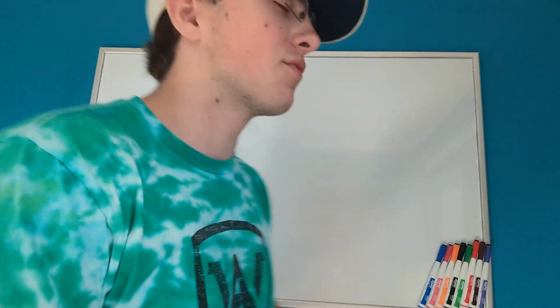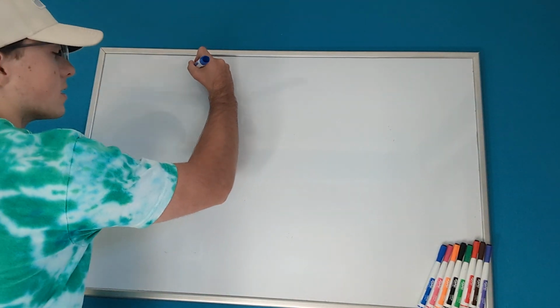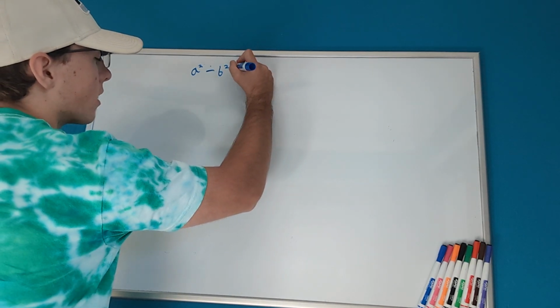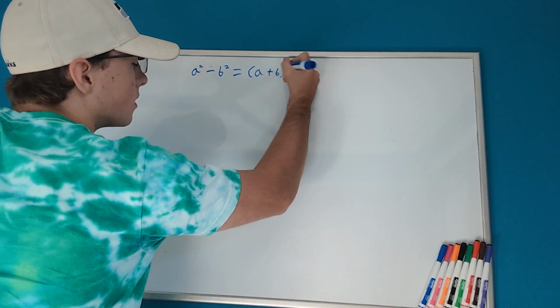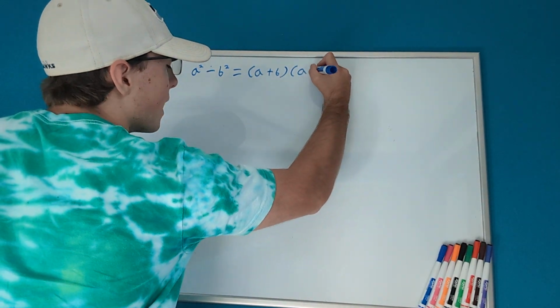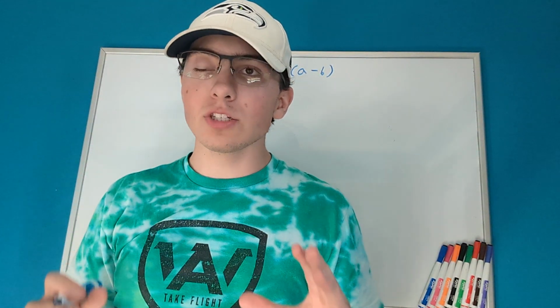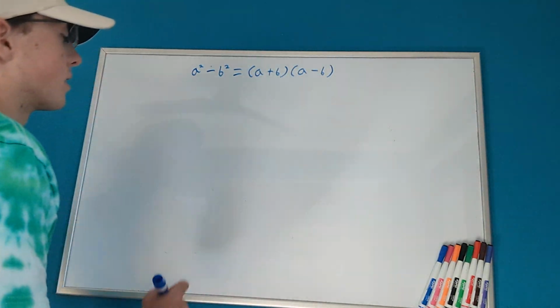Today, I want to introduce you to the difference of squares. Now, what is the difference of squares? The difference of squares is a factorization formula that says this: a squared minus b squared equals a plus b times a minus b. Okay, this is our factorization formula, and this is a super powerful and useful factorization formula that you will use for your entire math career.